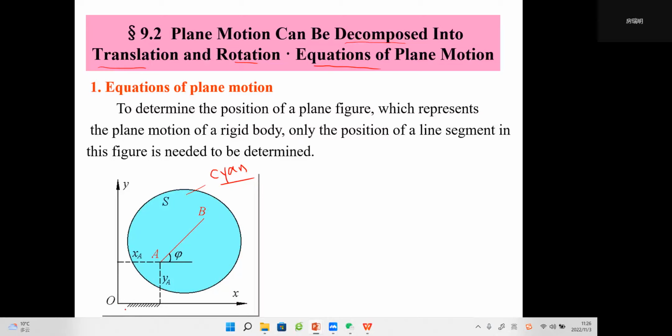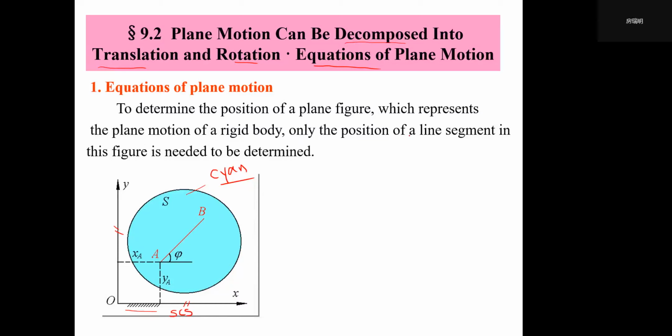That means with the time change, this position O and this orientation of X and Y will never change, right? So this is a fixed coordinate system. Also, it's more like the SCS from the last chapter, right? So if we determine the position of a plane figure, which represents a plane motion of a rigid body, only the position of a line segment in this figure is needed.